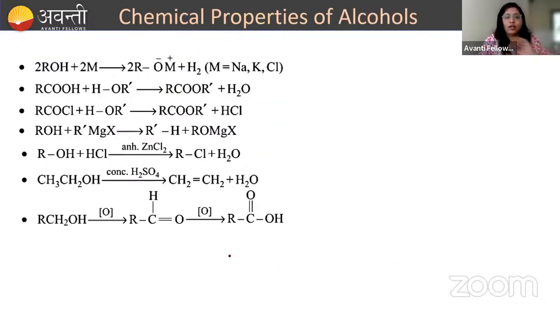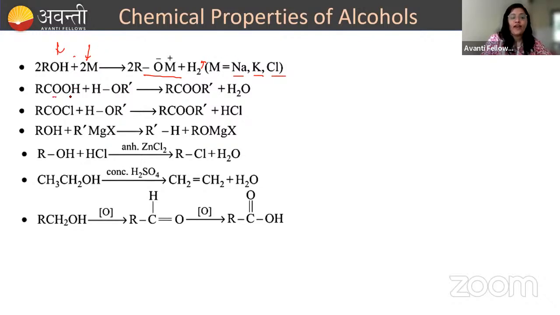Next, chemical properties of alcohol. When we talk about the chemical properties of alcohol, there are actually very simple reactions. When alcohol reacts with a metal, what does it form? There will be formation of this type of molecule, and H2 gets liberated during this process. Here M can be sodium, potassium, or similar metals.